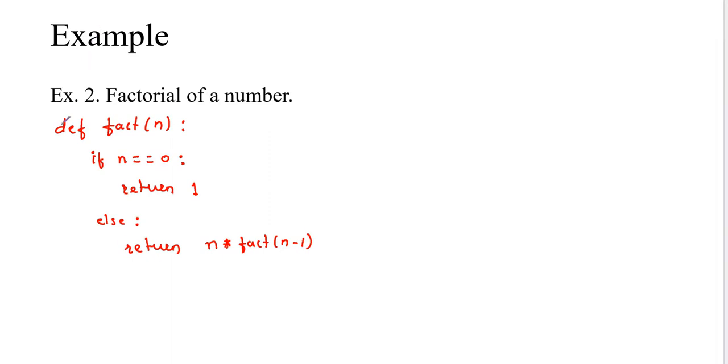Hello. Let's take another example for recursion. In this example, we will try to find out the factorial of a number. So when we say factorial of a number, let's say n factorial, it is given by n multiplied by n minus 1 multiplied by n minus 2, and this multiplication process goes on till we reach 1. So that is our n factorial.